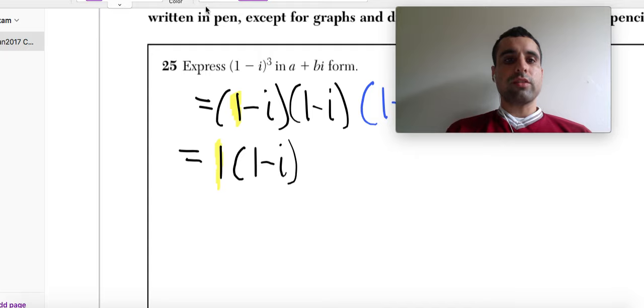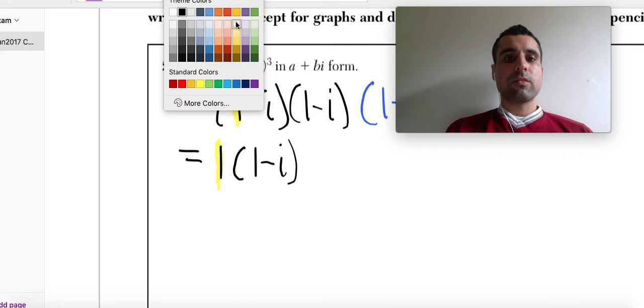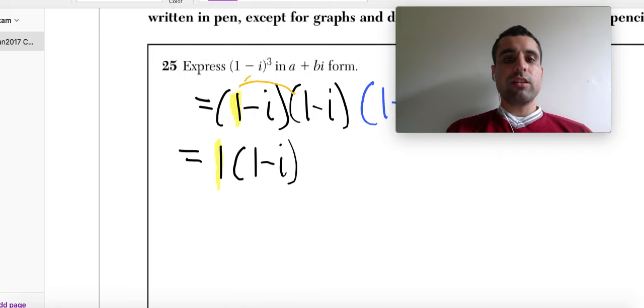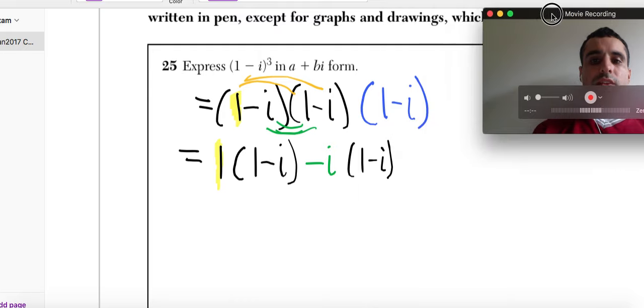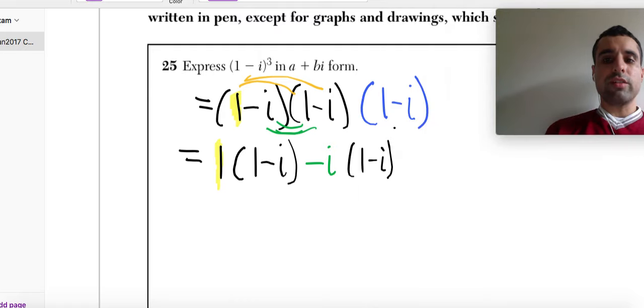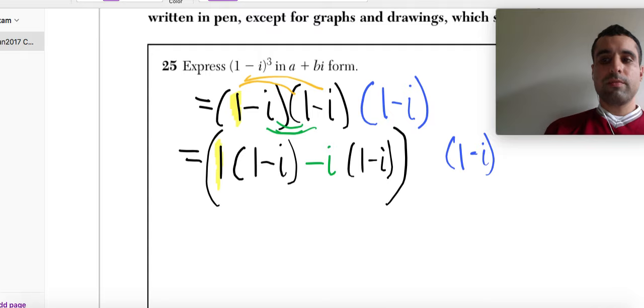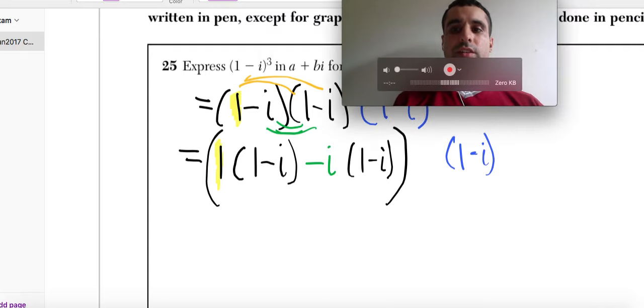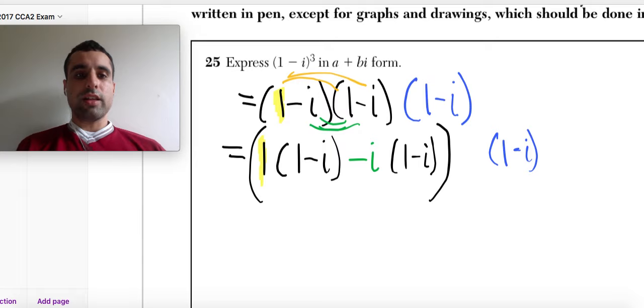Or I'll just do it like this. I'm just distributing it, right? And then I'm going to distribute, I'll use green, negative i. So this becomes minus i times (1 - i), right? And then this is all going to be in one set of parentheses, because that's the (1 - i) squared, right? And then I had the other (1 - i), which I'm going to deal with in the end. Okay? So that's the first part.